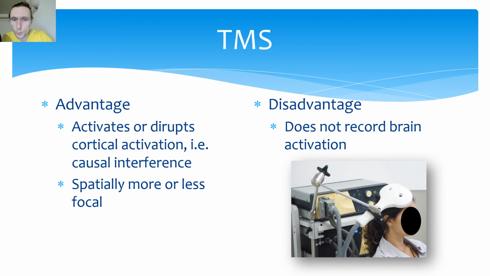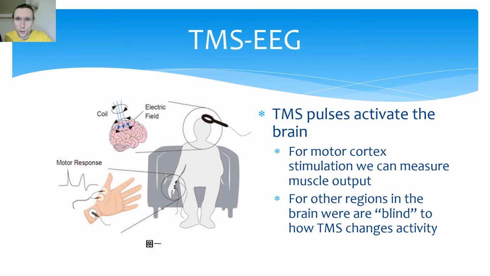But still, it's more specific than EEG is. But of course, the clear disadvantage is that you have a coil on your head and you do something to the brain, but you cannot actually measure what you're changing. You can see it in the behavior, but not with TMS alone can you measure any change. So that's where combining TMS with EEG would be a great method.